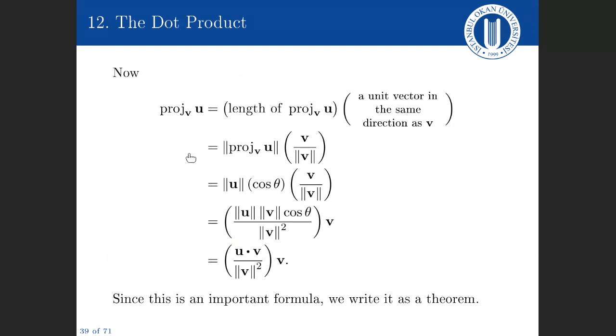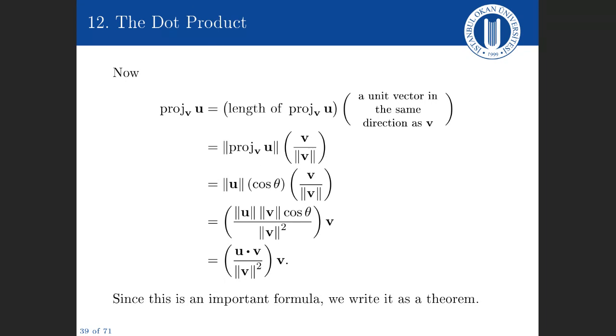We can create a formula for the projection of u onto v, because this is a length multiplied by a unit vector. It's the length of the vector multiplied by a unit vector pointing in the same direction. Or the norm of the projection of u onto v multiplied by, what's a unit vector pointing in the same direction as v? We've talked about this earlier. v divided by the norm of v is a unit vector pointing in the same direction as v.